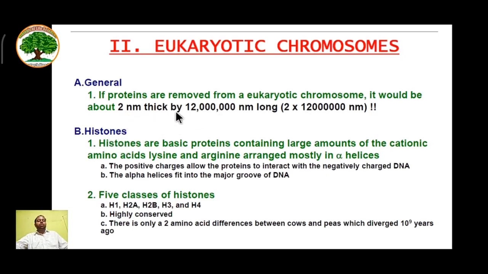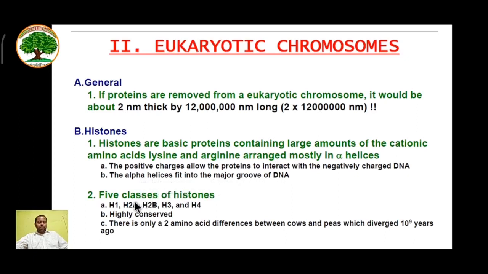Histone proteins are associated with the DNA. These are basic in nature and contain a large amount of cationic amino acids like lysine and arginine. These all have a positive charge, so they attract the negatively charged DNA. They are arranged mostly in alpha helices. The positively charged protein allows it to interact with the negatively charged DNA. The alpha helices fit into the major grooves of the DNA and help in tightening the DNA.